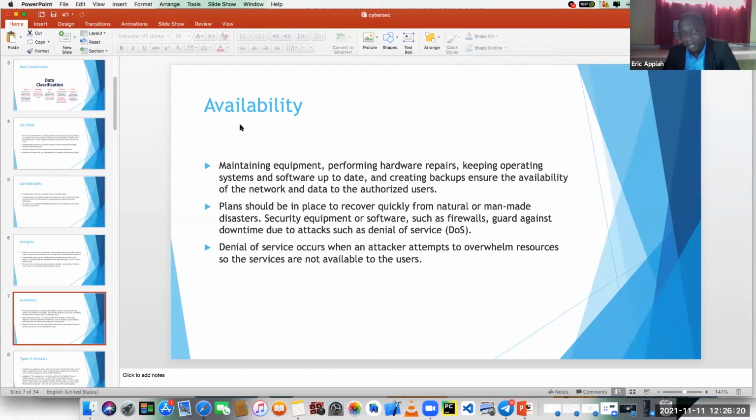So you see that when Facebook or WhatsApp or their services went down, we all got frustrated. The whole world was affected. What we are saying is that the service should be available when we need it. At any point where there's no availability, the CIA triad is broken and therefore needs to be checked.